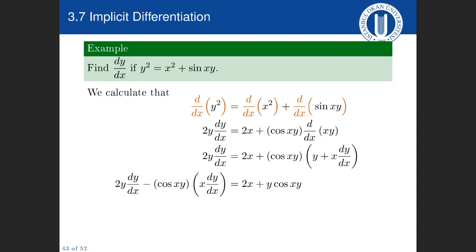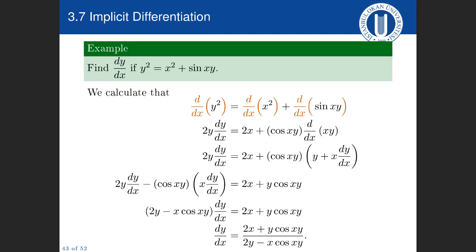Let's put all of the dy/dx terms on the left. I have a 2y dy/dx and I have a cos(xy) x dy/dx. And then divide both sides by 2y minus x cos(xy) to get the answer. dy/dx is (2x plus y cos(xy)) divided by (2y minus x cos(xy)).